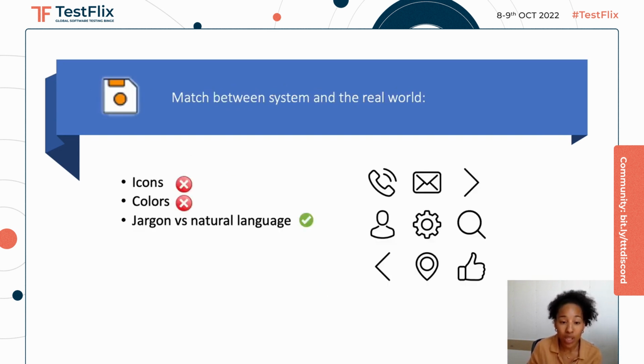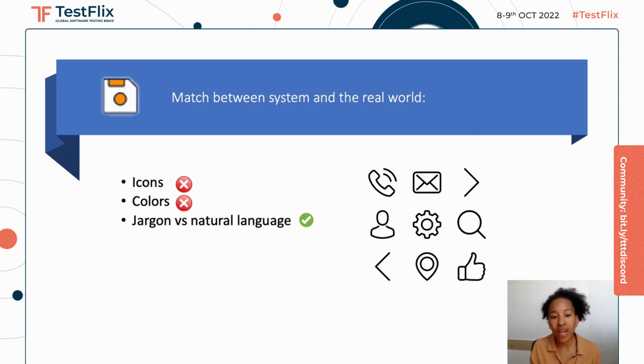Match between system and real world. Well, these icons are things we know from the real world. For example, a magnifying glass, or a thumbs up, you know something is okay. A letter, you know that's an email or a new message. These are things we recognize from the real world. And usability heuristics, Nielsen, one of the gurus of UX, he says use these icons in the right way. So use the letter icon for a new message or a letter and not for something completely different.